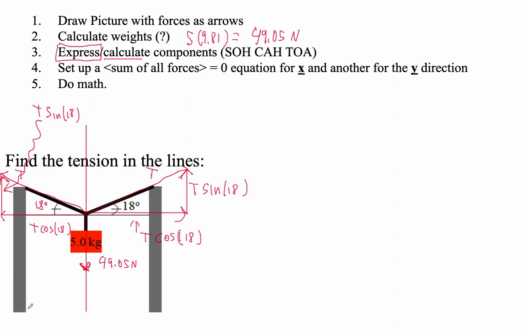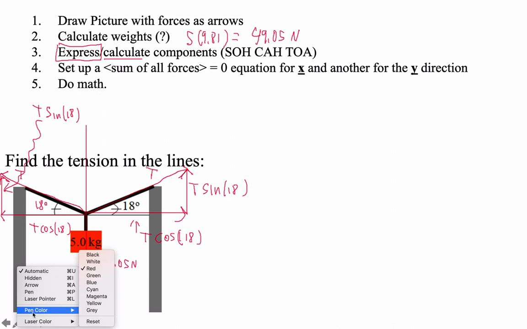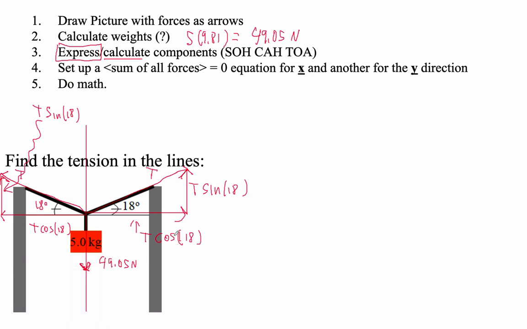And then let's go back to blue pen land. All right, so this guy is going to be positive, and it's going to be in the x direction. This guy is going to be negative because it's to the left, and that's also the x direction. This one's going to be positive in the y direction. This guy's going to be positive and also in the y direction. And then this 49.05 will be negative and in the y direction.